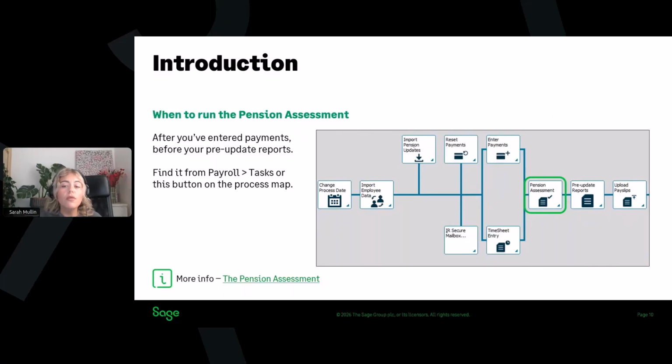Now, there are a couple of different places you can find the pension assessment option. You can access it from your payroll tasks down the left-hand side, or if you are using the process map, you'll see it has its own dedicated step on there as well. So whichever method you prefer, it is really easy to locate.